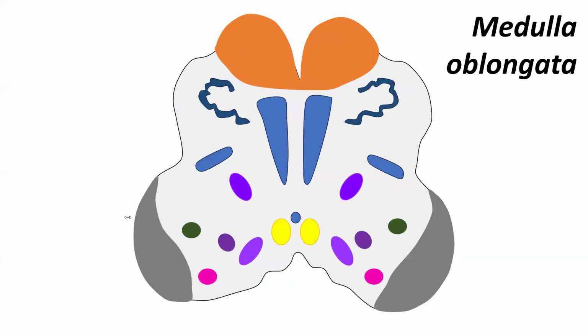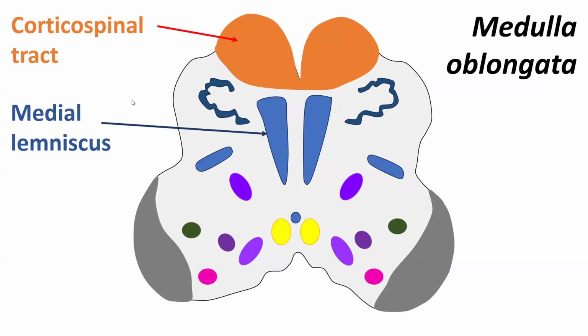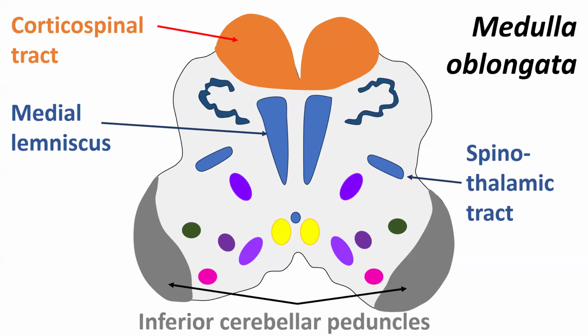And finally, the medulla oblongata. Once again in the basis, which is quite small, we find the corticospinal tracts, and this here, which has a bit of a nodular appearance, is also called the pyramid. We also have the medial lemniscus located paramedially in the medulla oblongata, and more posterolaterally we find the spinothalamic tract. And then we have the inferior cerebellar peduncles located over here.